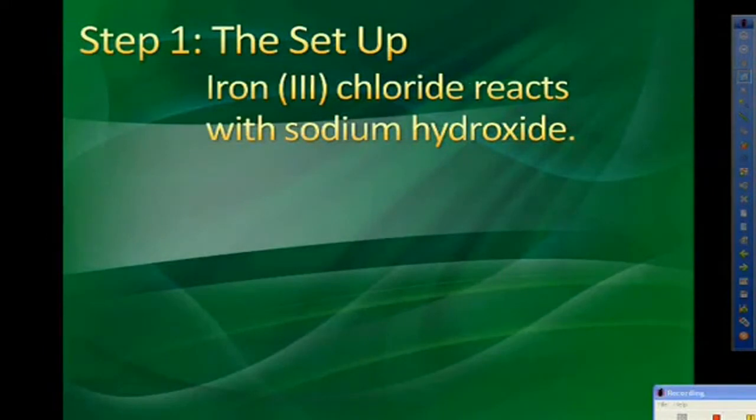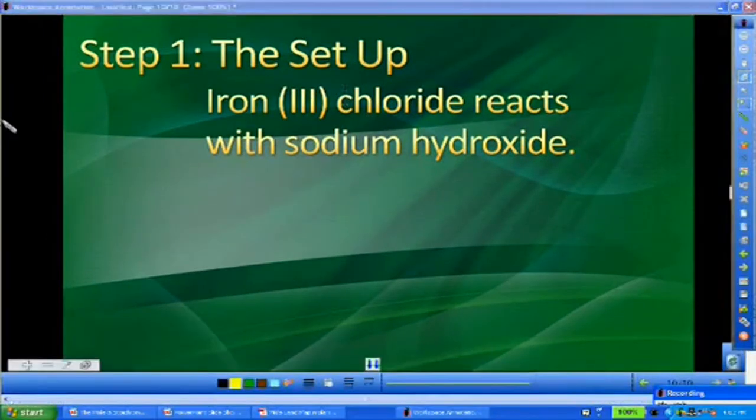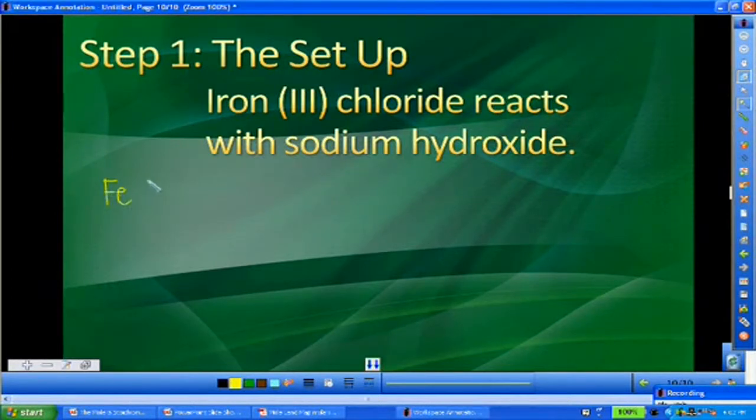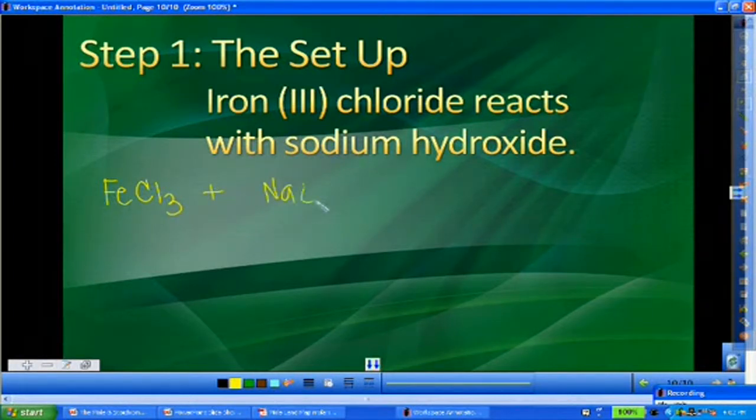First, we have to have a chemical equation that is written and balanced correctly. So we have iron 3 chloride reacts with sodium hydroxide. So we need to write a correct chemical equation, and then we have to balance it. So there are sodium hydroxide and iron 3 chloride. Now, you have to take a look at this and figure out what type of reaction this might be so that you can properly predict the product.